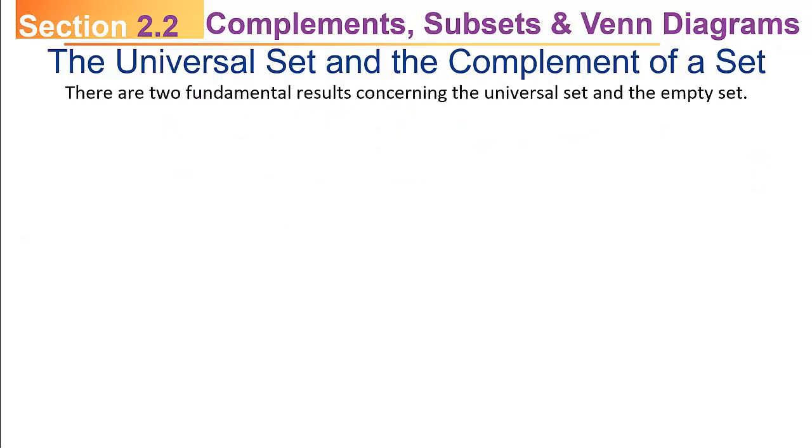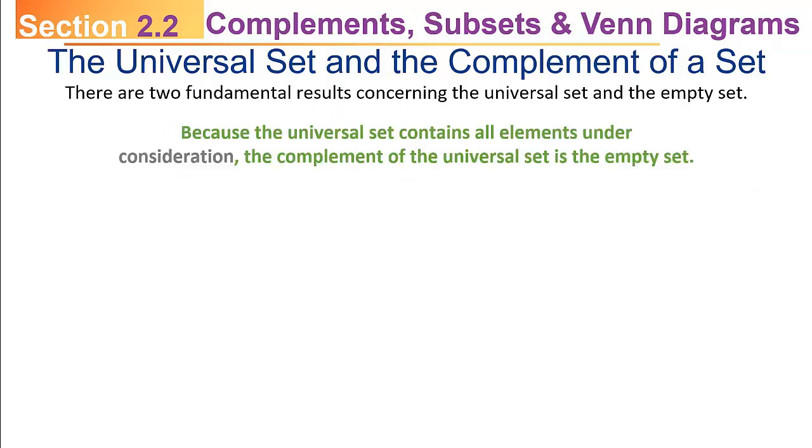Just need to practice. There are two fundamental results concerning the universal set and the empty set. First of all, because the universal set contains all elements under consideration, the complement of the universal set then has to be the empty set. The complement of everything would be nothing.